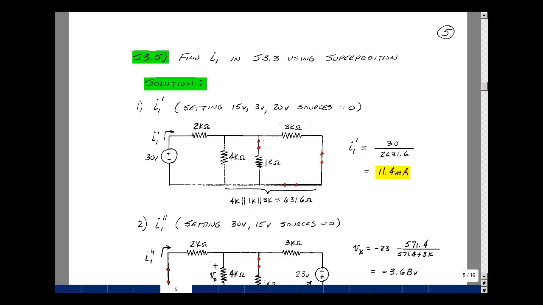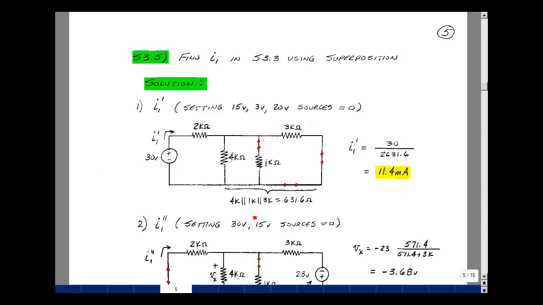If you recall in that problem, there were 4 voltage sources: 30 volts shown here, and there was a 15 volt source, a 3 volt source, and a 20 volt source. Setting those equal to 0, we then have the 3K in parallel with the 1K in parallel with the 4K. And then that's in series with the 2K.